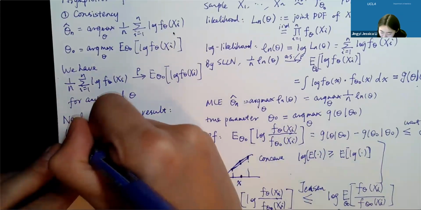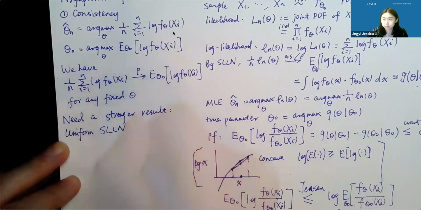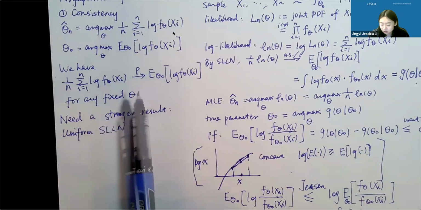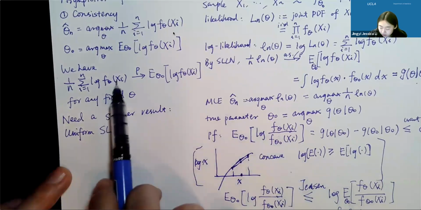It's called the uniform strong law of large numbers. What does that mean? By uniform, it's just like uniformly continuous. We are trying to talk about all possible values of this theta, not just a particular theta.